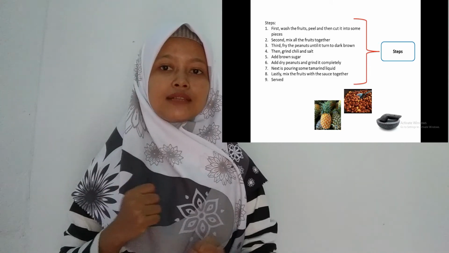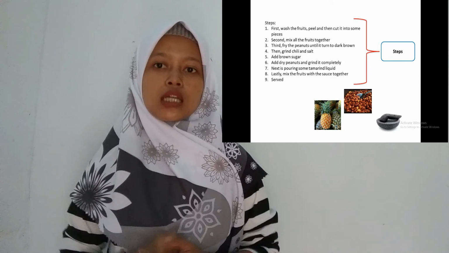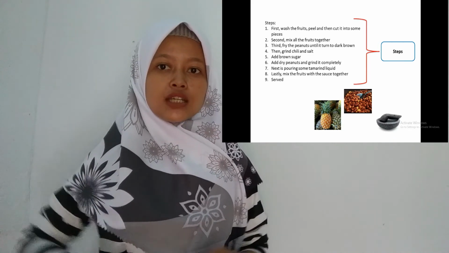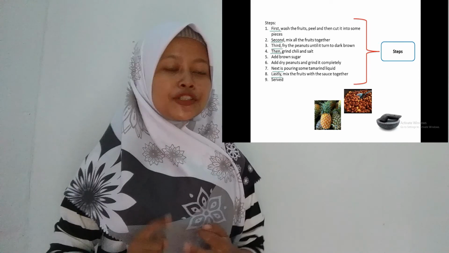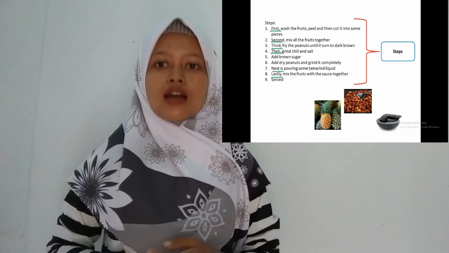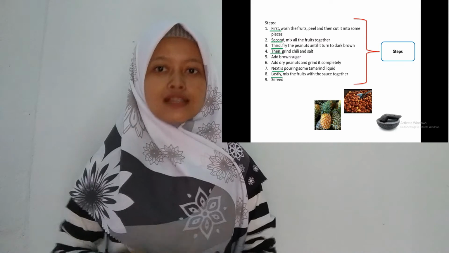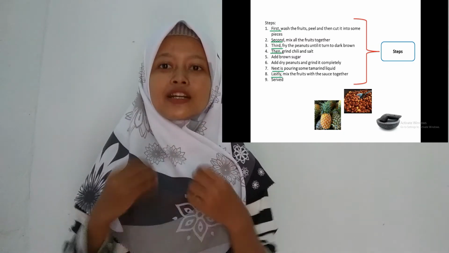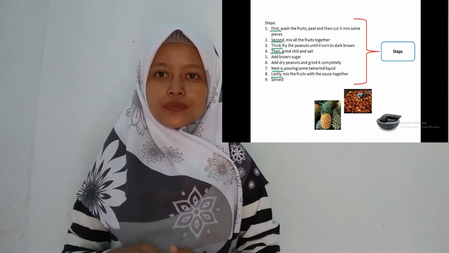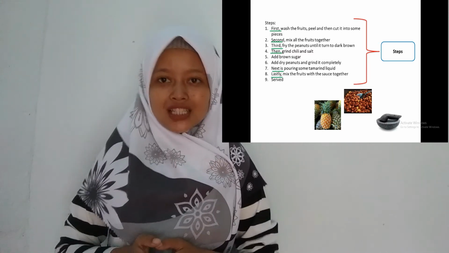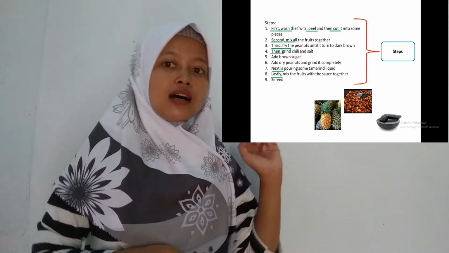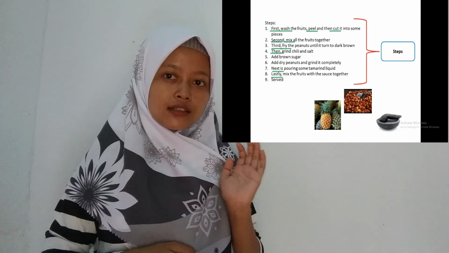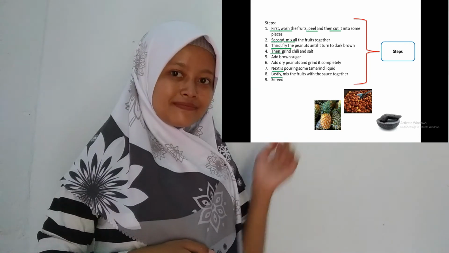Conjunctions commonly used in a procedure text are these. We use ordinal numbers such as first, second, third, and others, and also other conjunctions such as next, then, and last. In a procedure text, there is also what we call action verbs. I believe you already know about action verbs. And in this recipe about how to make rujak, the action verbs are these.